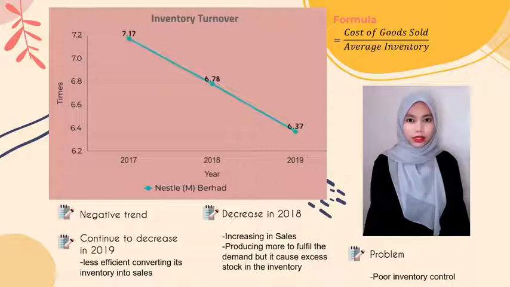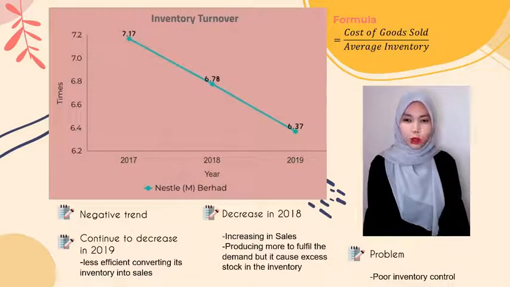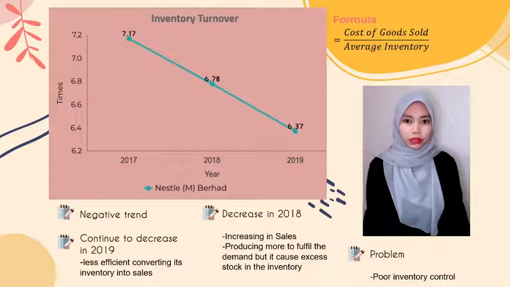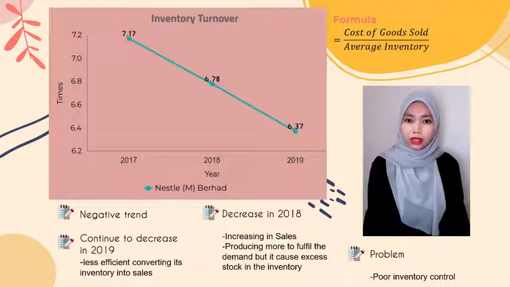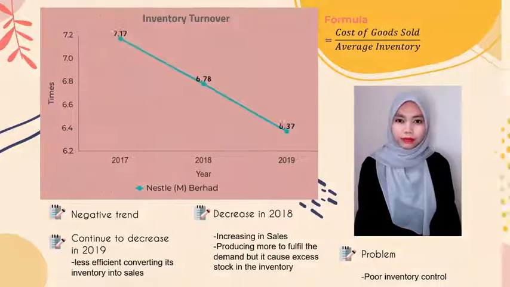The ratio decreased in the year 2018 due to the increase in sales, which made them produce more to fulfill the demand, but it caused an excess number of inventories to remain in the business. Poor inventory control that causes an increase in the amount of inventory might be the reason for the low inventory turnover.